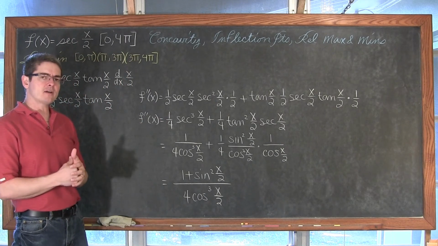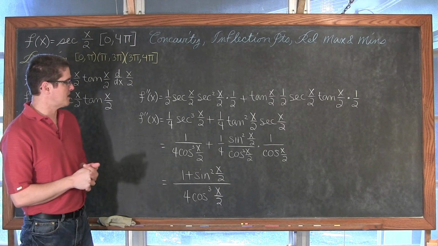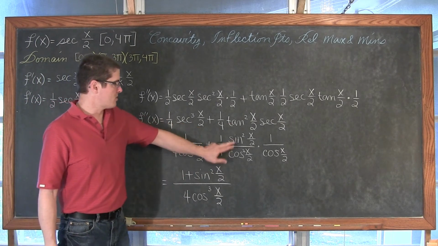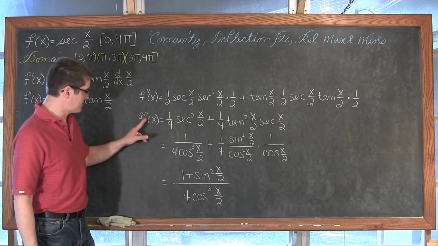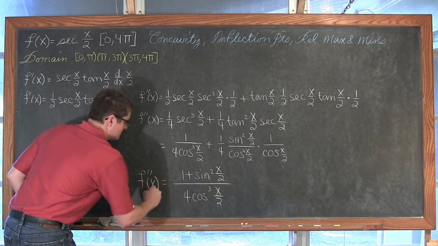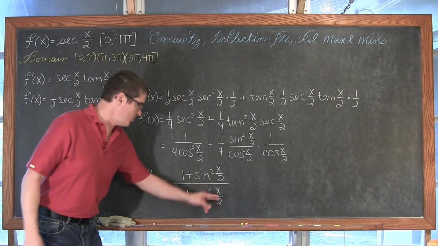To make it easier to find the critical values of the second derivative, I find it easier to put it in terms of sine and cosine. So I wrote secant as 1 over cosine, tangent, of course, is sine over cosine, secant 1 over cosine, and combine all that. So we have the second derivative is equal to 1 plus sine squared x over 2, over 4 cosine cubed of x over 2.